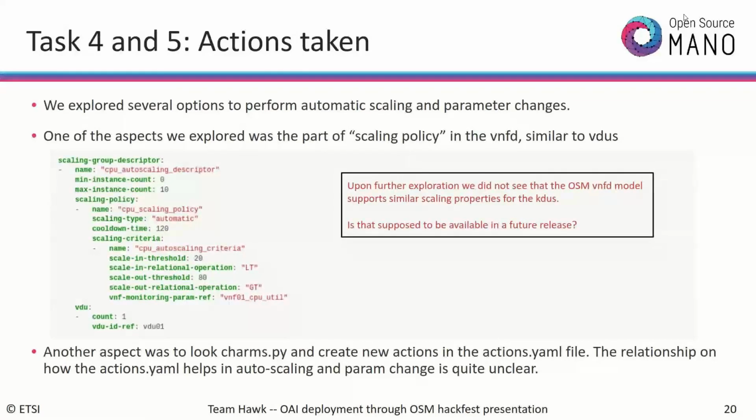Also, another aspect we were looking at was charm.py and creating new actions in the actions.yaml file, but the relationship was not clear to us: how putting certain actions would lead to auto scaling or parameter change. So this was pretty confusing in principle, and honestly, for a person who is probably using OSM for the second or third time, it's quite challenging to understand the relationship.